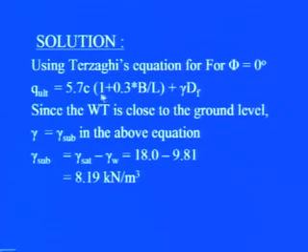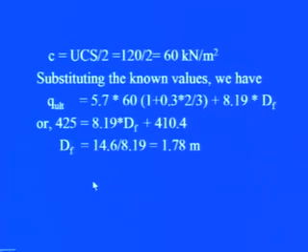Now, using Terzaghi theory for the case phi equal to 0, for the rectangular foundation, we have q ultimate equal to 5.7 c (1 plus 0.3 B upon L) plus gamma D F, where 5.7 is the N c parameter. Since the water table is close to the ground level, the gamma which we use again will be the gamma submerged in the above equation, and gamma submerged is equal to gamma saturated minus gamma w, that comes out to be 8.19 kilonewton per meter cube.